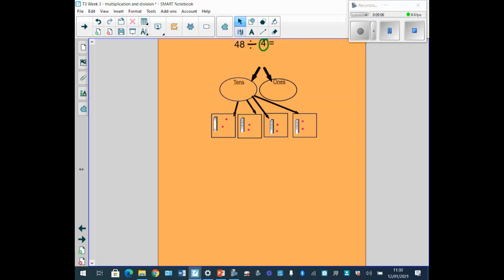I've got a 10 and 2 1s in each of these, which means I've got an equal amount in each group. So a 10 and 2 1s is 12, in each of the four groups. So 48 divided by 4 equals 12. How did you get on? Did you get the same answer? I'm sure you did.